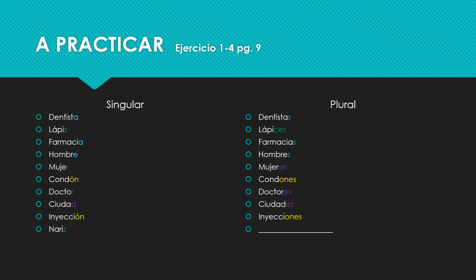And nariz, which means nose, ends in a Z, so that's another strange one. So the Z becomes a C, as you remember, and then we have to add an ES because it's a consonant to make it narices. Okay, great. So that's just a little practice for us together as a group. Later you'll be getting lots of practice doing this on your own, but you can always come back and refer to this as a refresher if you need it.